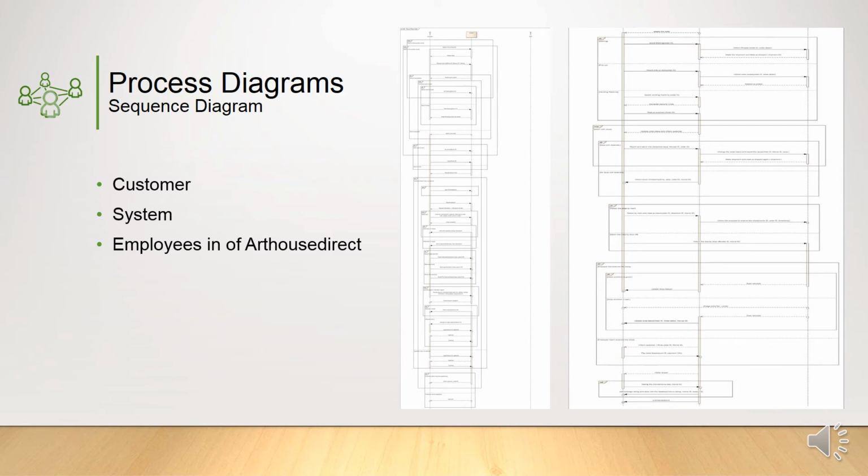And this is our sequence diagram, which includes all the interactions between the customer, system, and employee in the ArtHouseDirect, which is based on the activity diagram.